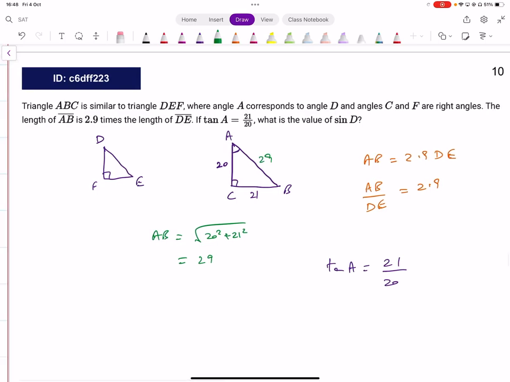What's sine of D now? Sine of D is the same thing as sine of A. What's sine of A? Opposite over hypotenuse, which is going to be 21 over 29. And that's your final answer. Opposite over hypotenuse, 21 over 29. Is that okay? That was the last one from this PDF. 21 over 29. This was question number 10 from this. No problems?